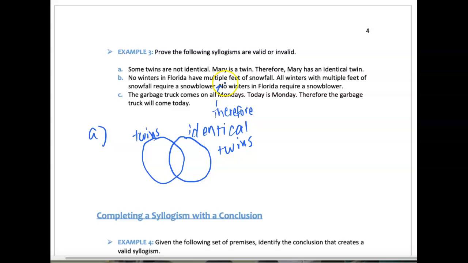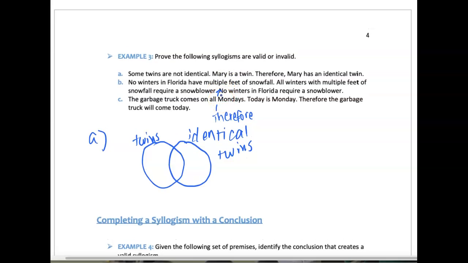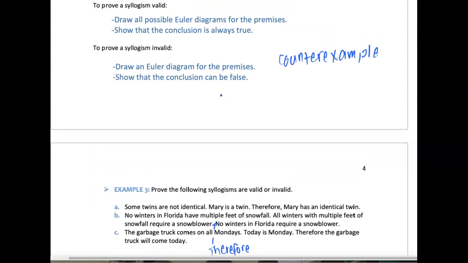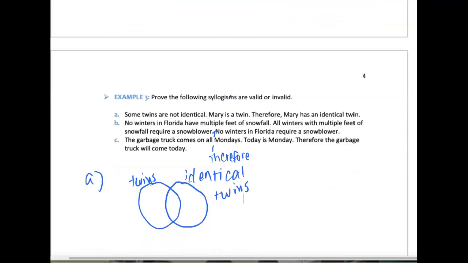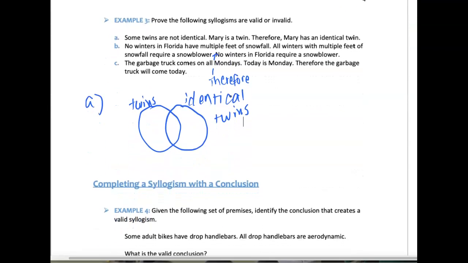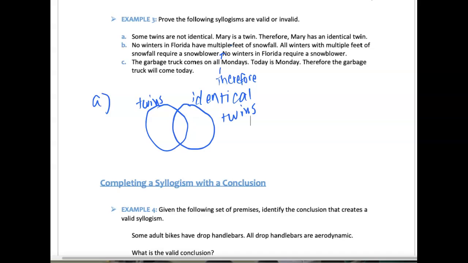So we need all premises to be true. That's how we prove a syllogism valid or invalid. Both ways, it starts with drawing Euler diagrams where the premises are true. So I have one premise, that some twins are not identical. Now I need to make the other premise true: Mary is a twin. So that's thinking about all the different places you could put Mary.